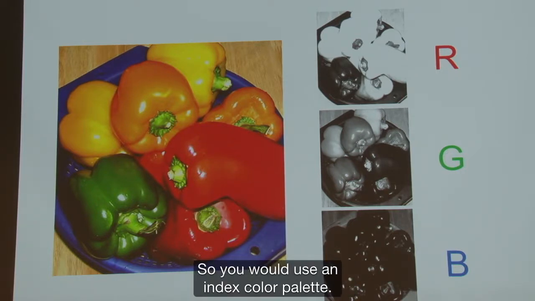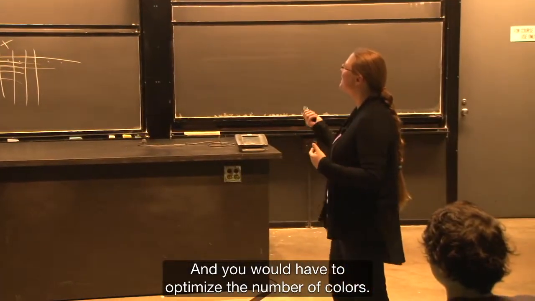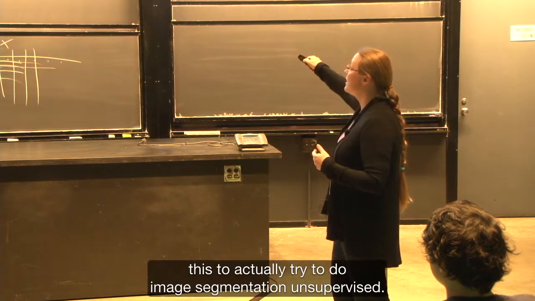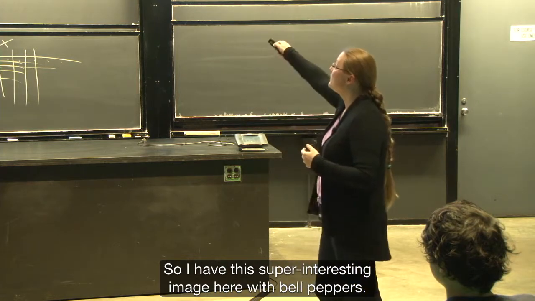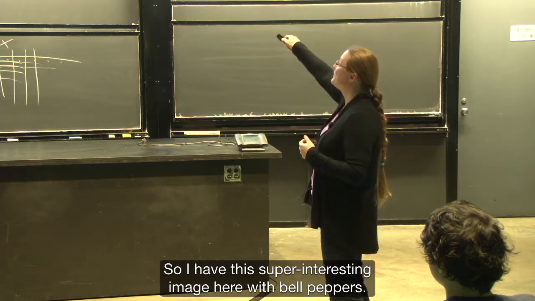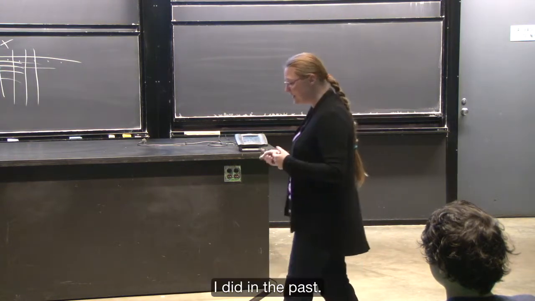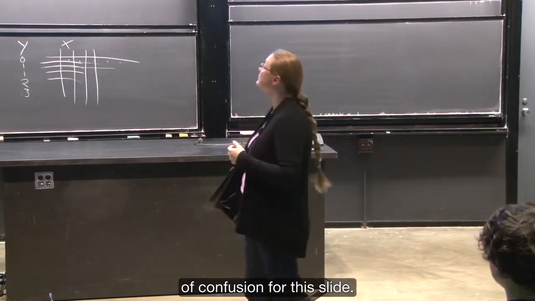So you would use an indexed color palette, and you would have to optimize the number of colors. The other option where you could use this is to actually try to do image segmentation unsupervised. So I have this super interesting image here with bell peppers. And what I'm going to do now is different from what I did in the past. And I think this is actually a source of confusion for the slide.